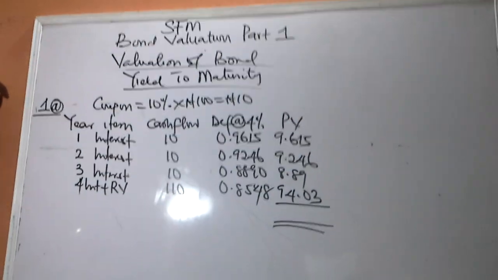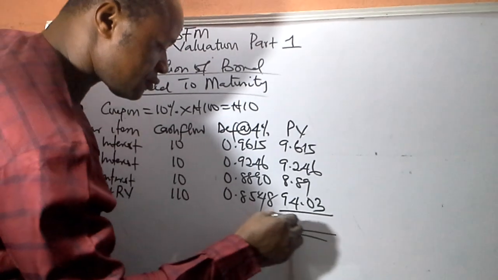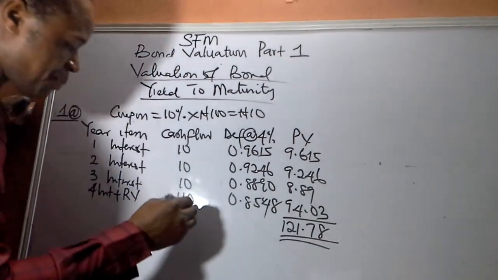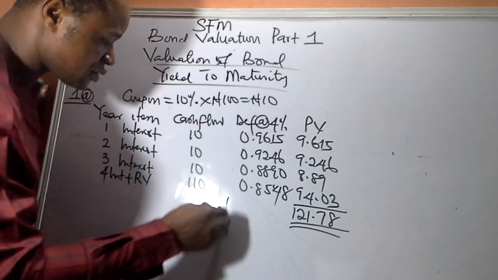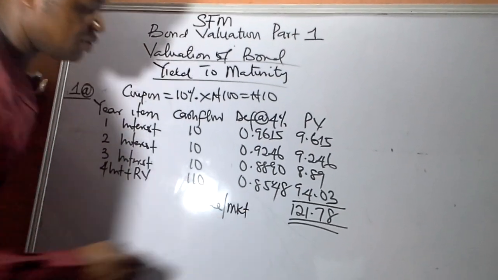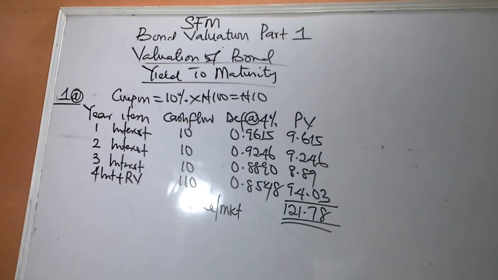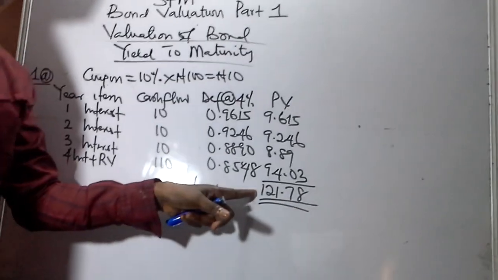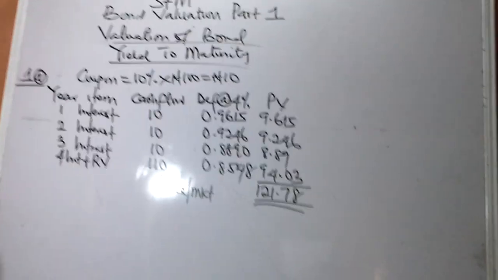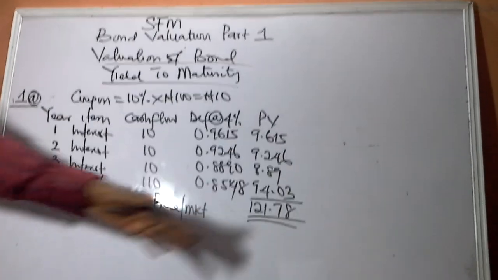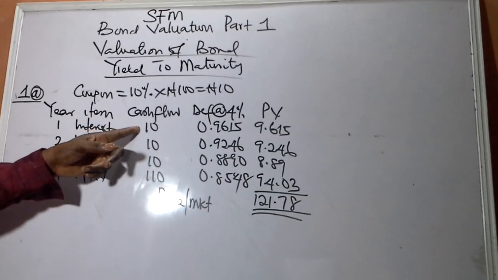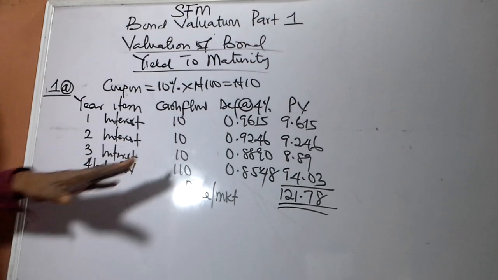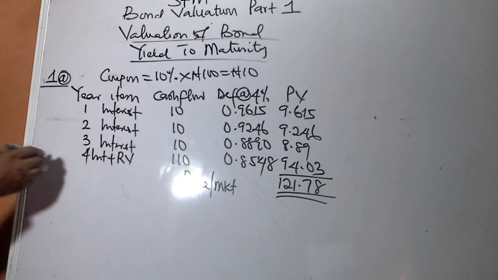You have 121.78. So this is the price of the bond, or the market value of the bond. This is what you will pay today as an investor if you are going to invest in this bond, and you will enjoy the 10 naira coupon for year 1, year 2, year 3, even year 4. That is that. Now, 1B.